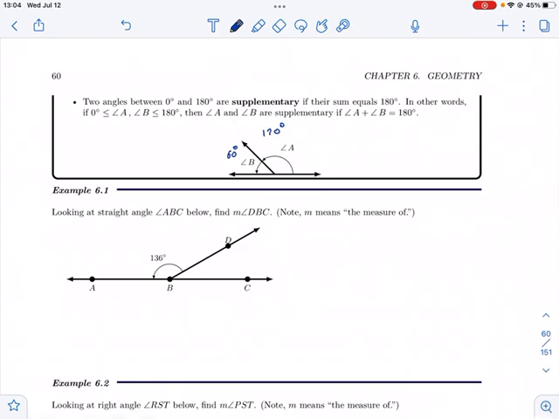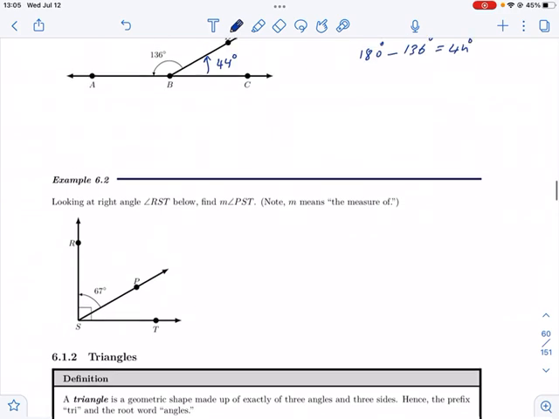Now, if we want to find the angle DBC, this angle here, these two angles form a straight angle. Straight angle means 180 degrees. So we have 136. What is the supplement angle? Because supplementary means their sum is 180. So 180 minus 136 degrees is 44 degrees. So this angle has measure 44 degrees.